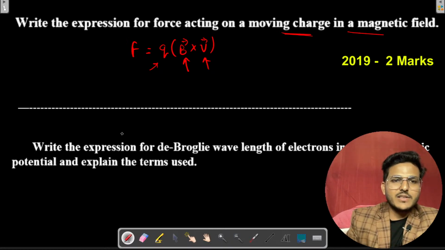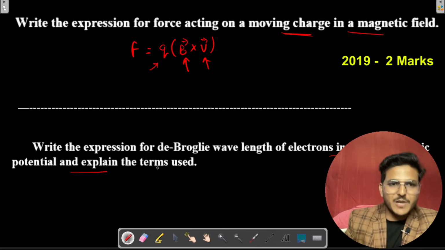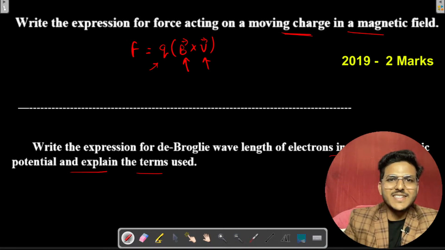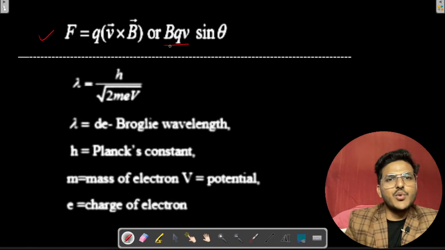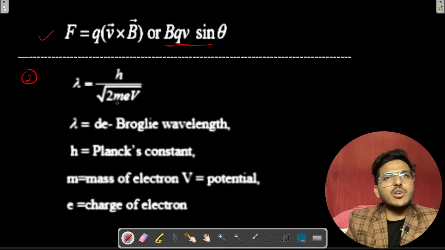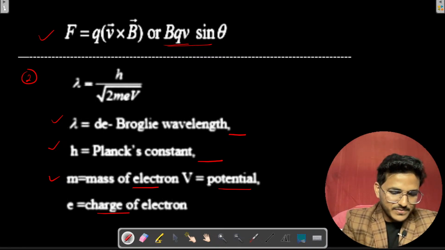Write the expression for de Broglie wavelength of electrons in terms of electric potential and explain the terms used. See, the first one, F equals Q V cross B vector, that is QVB sin theta. And the second one, de Broglie: lambda equals h upon under root of 2 meV. Lambda is the de Broglie wavelength, h is Planck's constant, m is the mass of the electron, V is the potential, and e is the charge on the electron. Done.